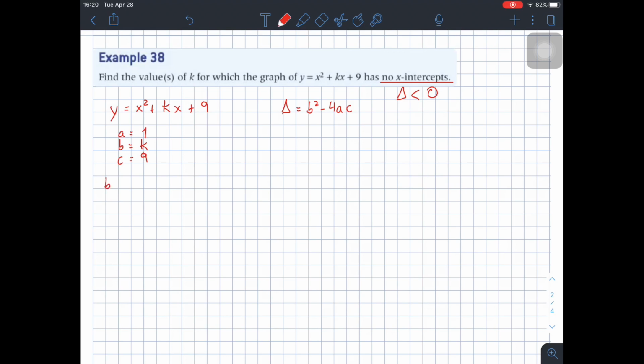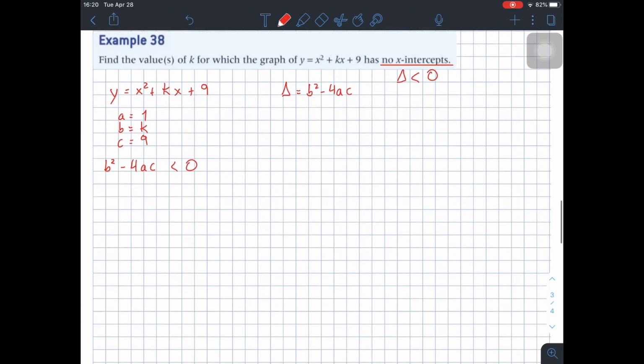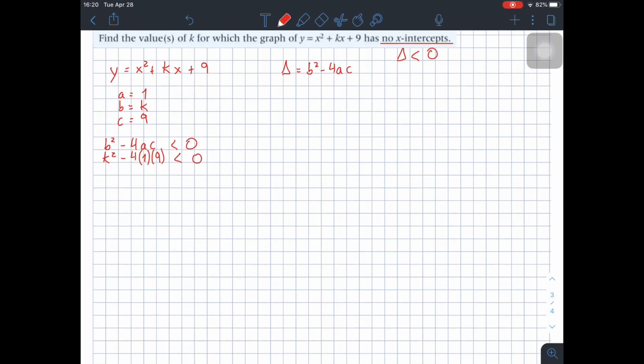We're going to write b squared minus 4ac should be less than 0. Okay, and I'm going to fill in the data. k squared minus 4 times 1 times 9 should be less than 0. And now I need to solve this. k squared minus 36 should be less than 0.